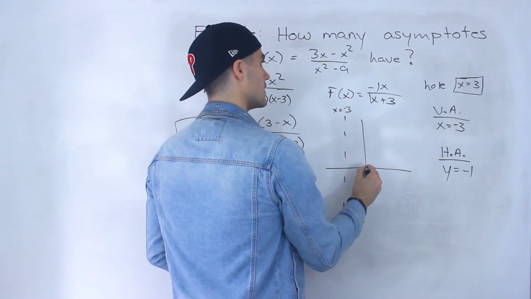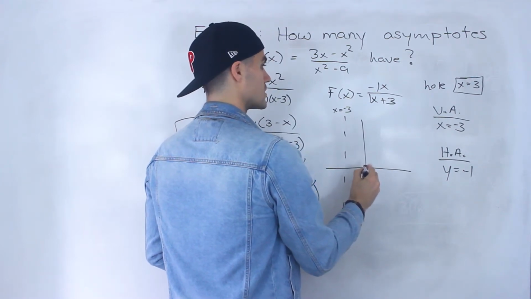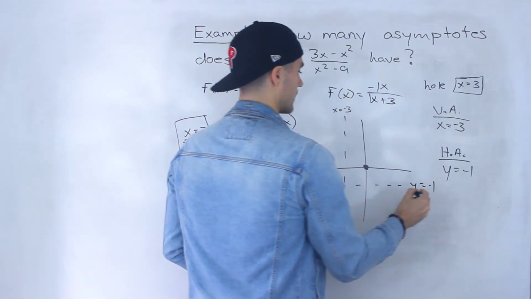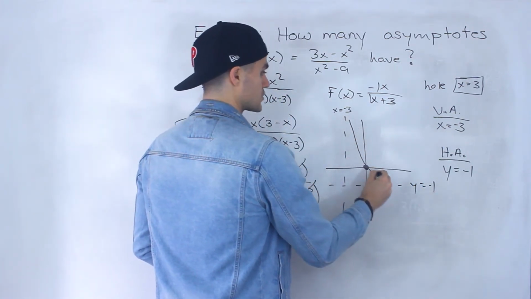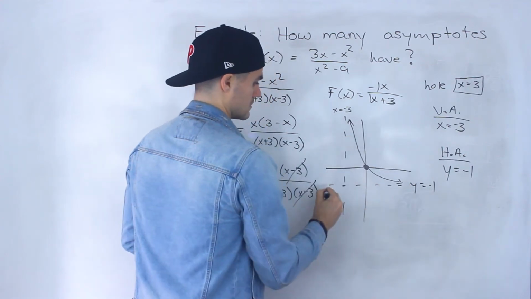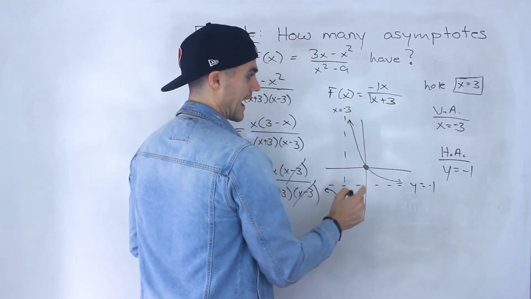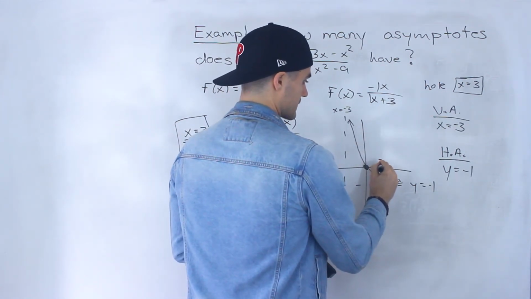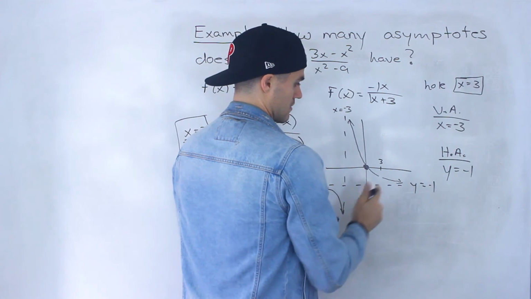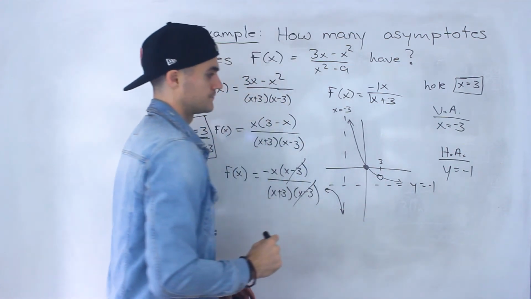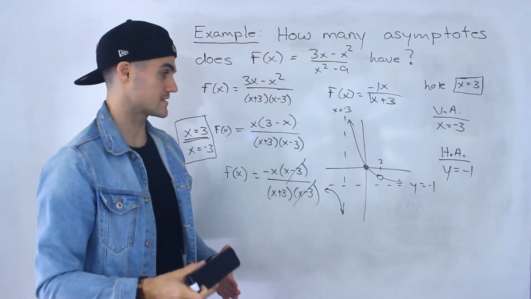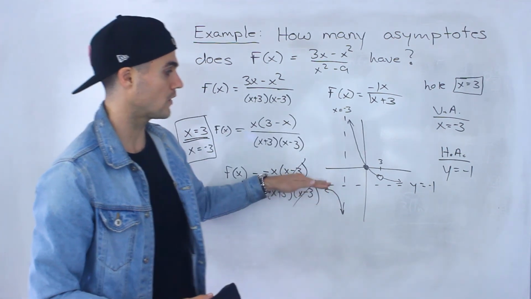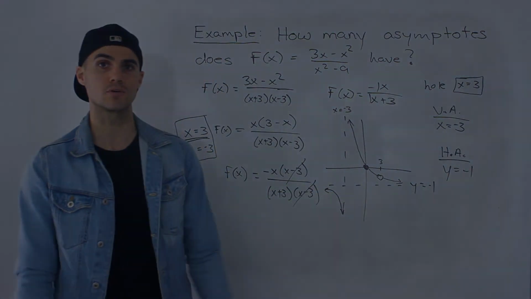It's going to go through the origin, and then there's a horizontal asymptote at negative 1 like this. So basically this function looks like this. Okay, but at an x value of 3, so let's say the x value of 3 there, there's a hole. All right, so two asymptotes in this case, and more specifically, one vertical asymptote at x equals negative 3, and one horizontal asymptote at y equals negative 1.